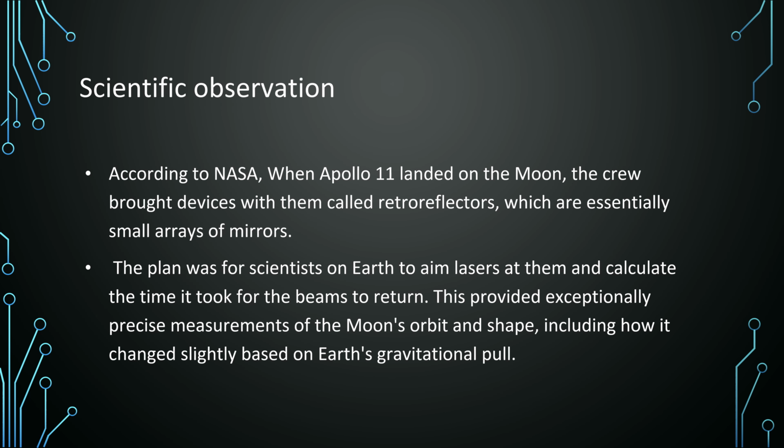So, what are the scientific observations from it? According to NASA, when Apollo 11 landed on the moon, the crew brought devices with them called retroreflectors, which are essentially small arrays of mirrors. The plan was for scientists on Earth to aim lasers at them and calculate the time it took for the beams to return. This provided exceptionally precise measurements of the Moon's orbit and shape, including how it changed slightly based on Earth's gravitational pull.